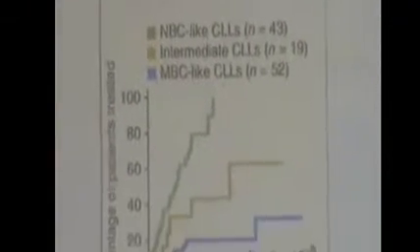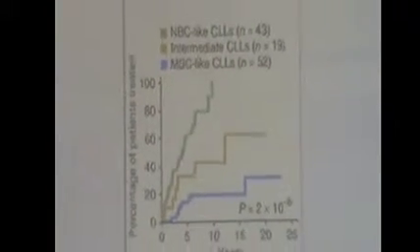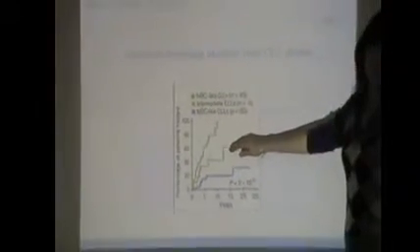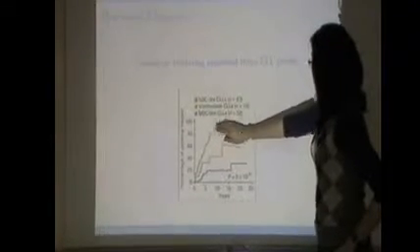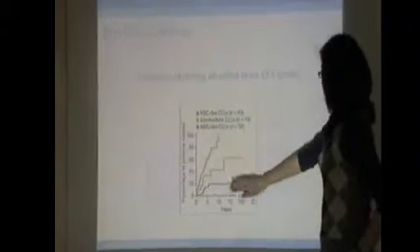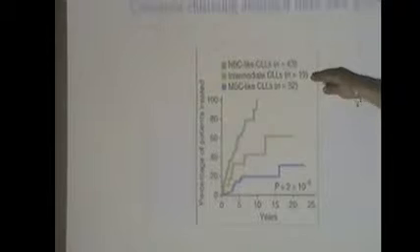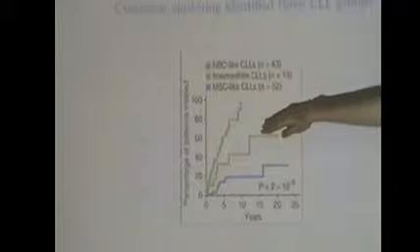And what was important here is that when we did a kind of analysis for time to treatment for these patients, so the time of progression of disease until they needed treatment, it was also intermediate for this newly identified intermediate group. So we have the NBC-like CLLs with bad prognosis, we have the MBC-like CLLs with good prognosis, and this new group, which was previously unknown, also lies in between in this context.